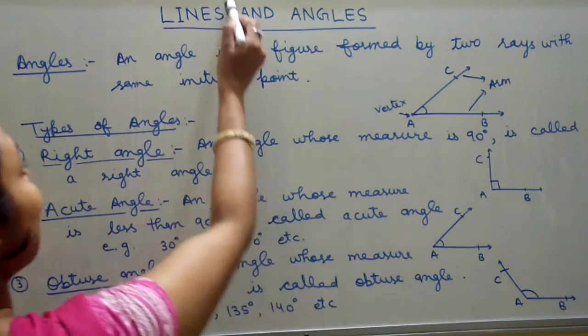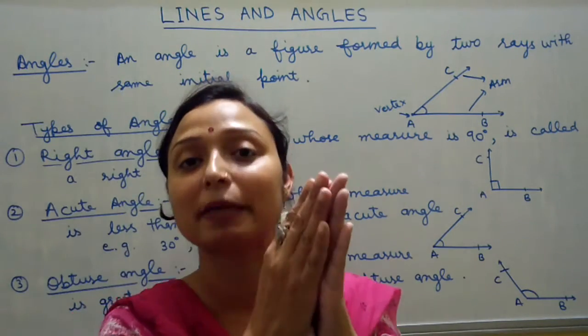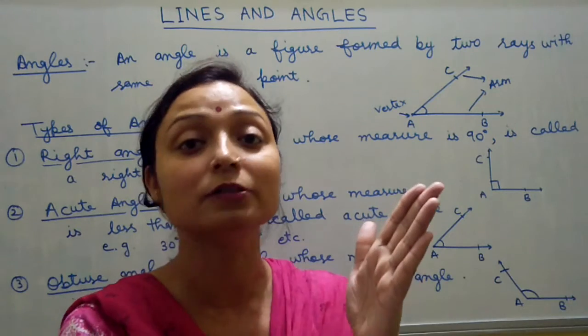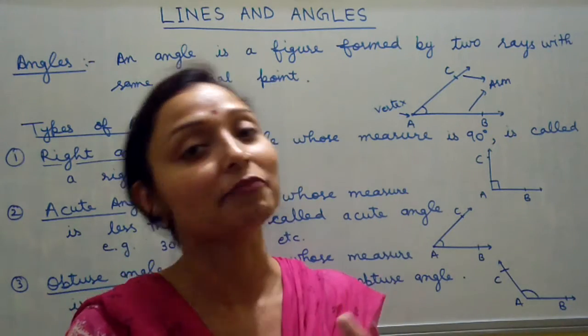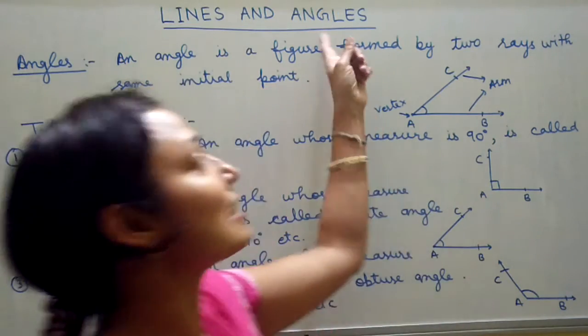First of all, I have told you about lines. What is a line? The crease. When we fold a paper, the crease that we find is called a line. I have told you this earlier in my previous lecture. Okay, now I will start with angles.